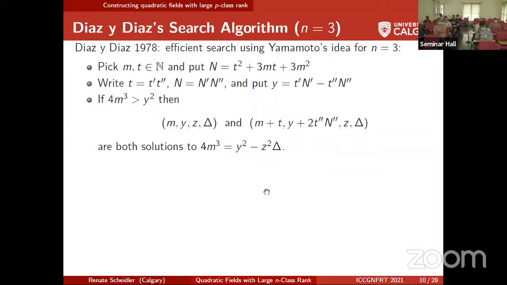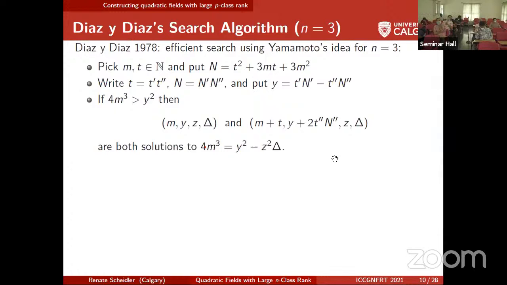Okay. And now he looks at this. You consider this equation. So if you form the quantity 4m cubed minus y squared, then that determines Z and delta. Delta is the fundamental part of this, and Z squared is the square part of this. And if 4m cubed is bigger than y squared, then you know that delta is a negative discriminant. And then it turns out that you have two solutions to this norm equation, these two solutions here. So this was DRC-DS's contribution.